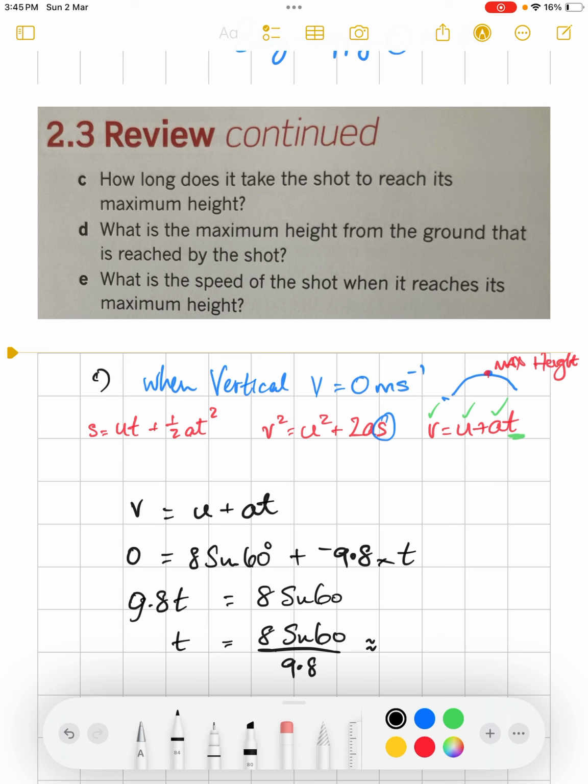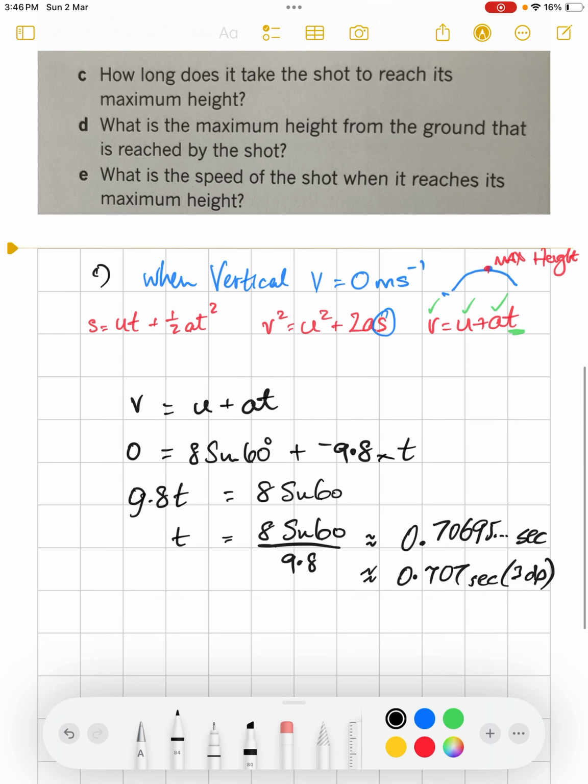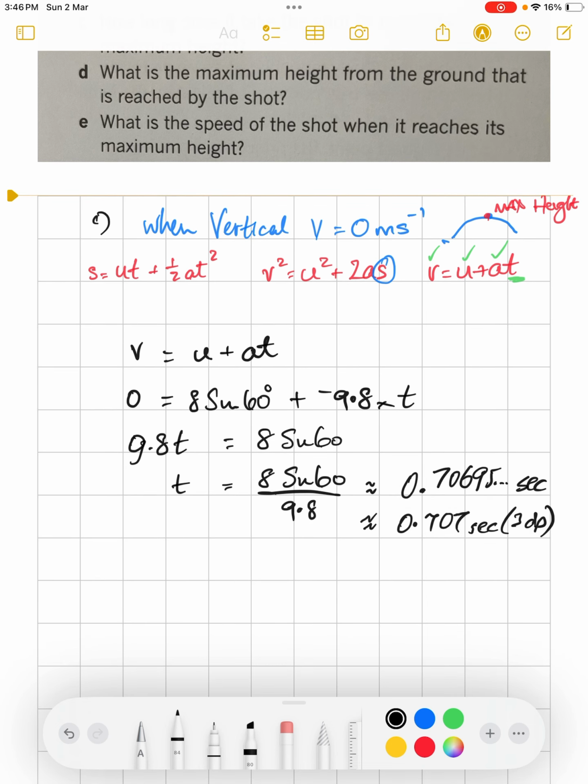Okay, so let's put that in the calculator. 8 times sine of 60 gives us about 6.92. Divide that by 9.8, and that is the time it will take, 0.70695 seconds. Let's just say 0.707 seconds to 3 decimal places. Okay, that's part C. What is the maximum height from the ground that is reached by the shot?